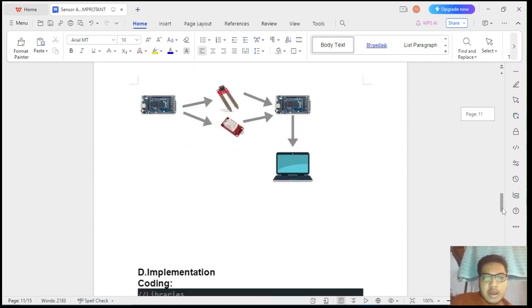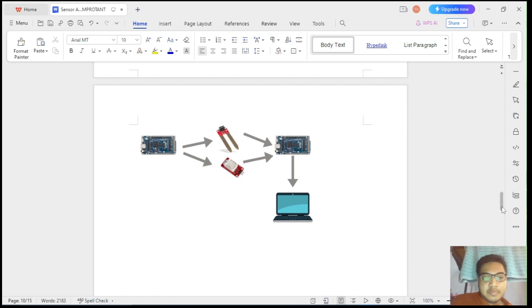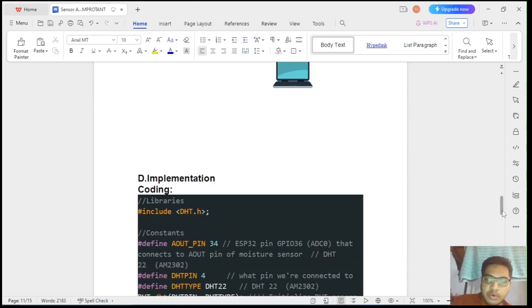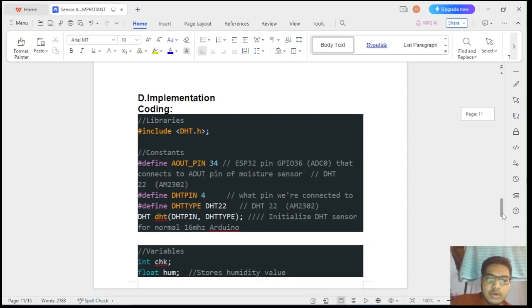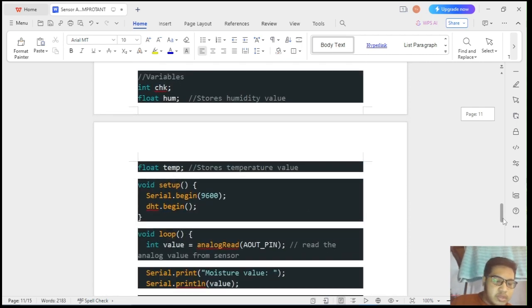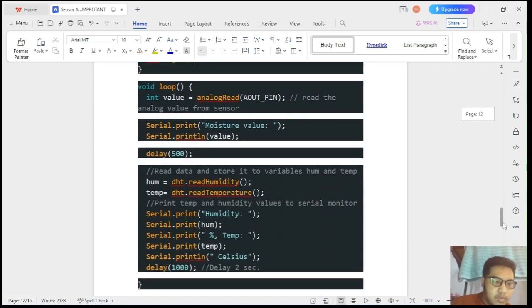This is pretty basic. Basically, from the controller, it goes to the sensors, back to the controller, and sends it back to the laptop for more visual data. Now this is the implementation code. This is basically the code I have to write for the sensor to work properly.